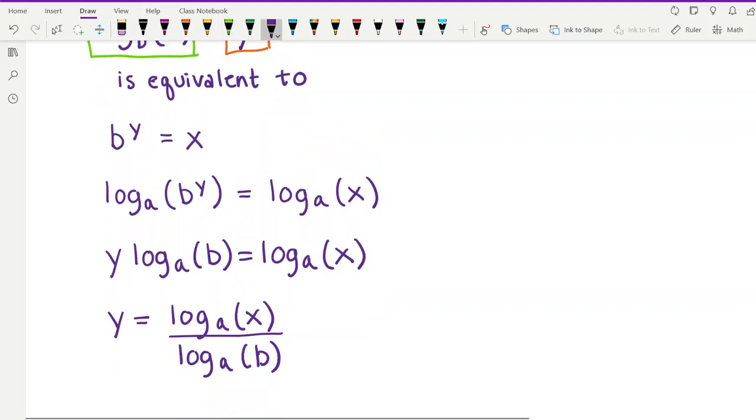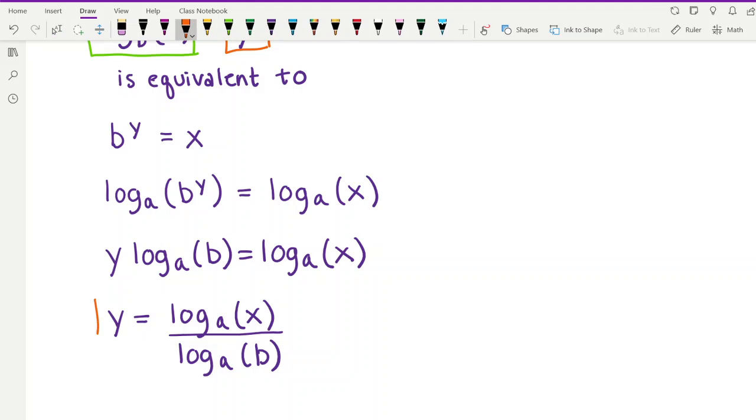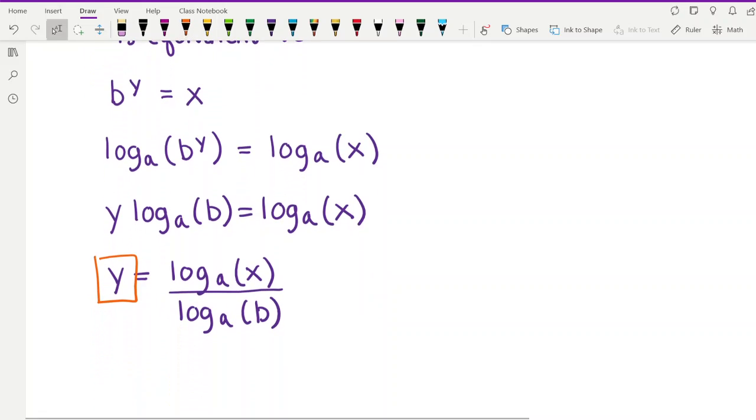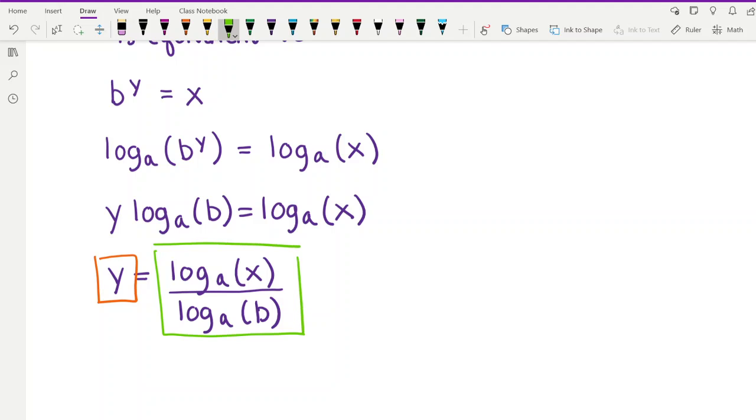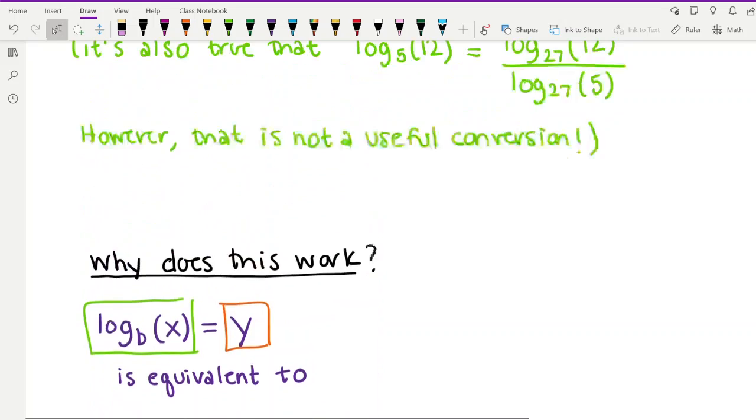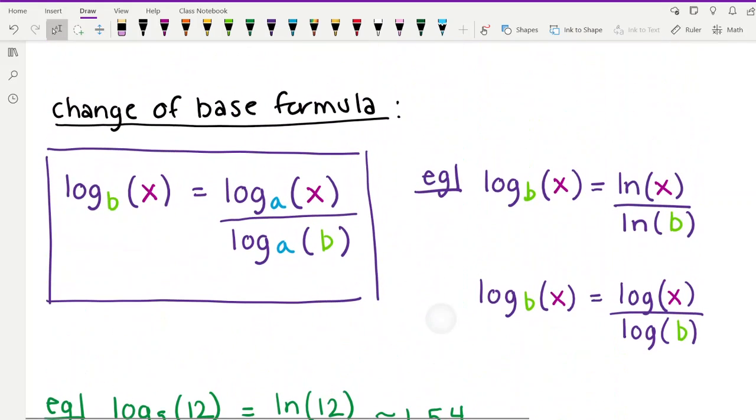So what does that tell us? Well, both of these things are equal to y, right? If we have y is equal to log base b of x, and then we also have y is equal to all of this stuff, well, that tells us that the two things in the green boxes must be equal, right? If they're both equal to y, they have to be equal to each other. And so that tells us that log base b of x is equal to log base a of x over log base a of b. And that's exactly the change of base formula, right? Log base b of x is equal to log base a of x over log base a of b. So that's why it's true.